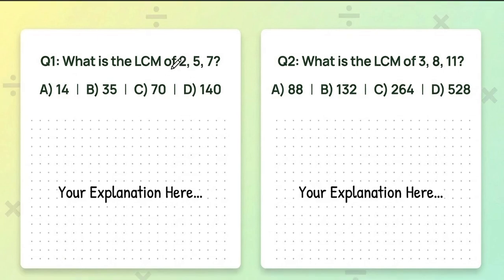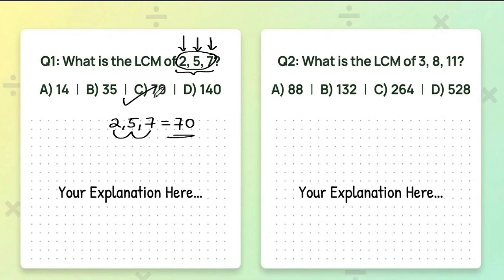The first question, what is the LCM of 2, 5 and 7? In this question you can see that 2 is prime, 5 is prime and 7 is also prime. So all three numbers are prime. In that case you don't have to do anything, just multiply all the numbers. So 2 into 5 is 10, 10 into 7 is 70. If all the numbers are prime, then simply multiply, that is your LCM. Look at one more question.